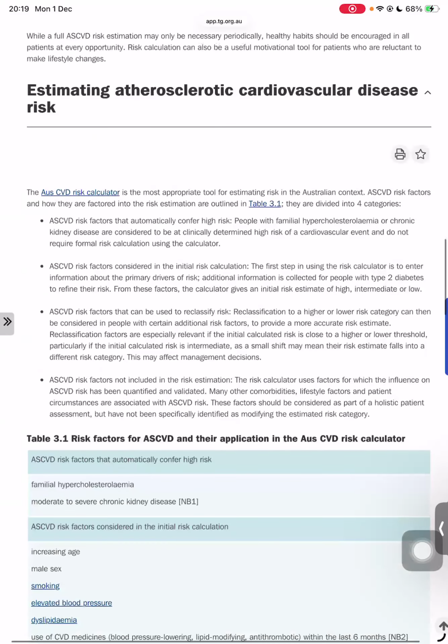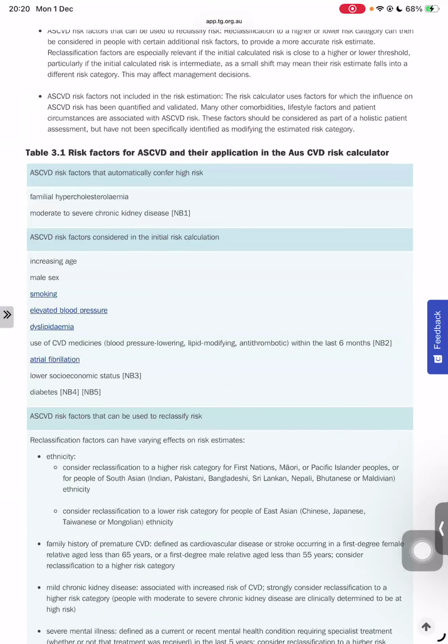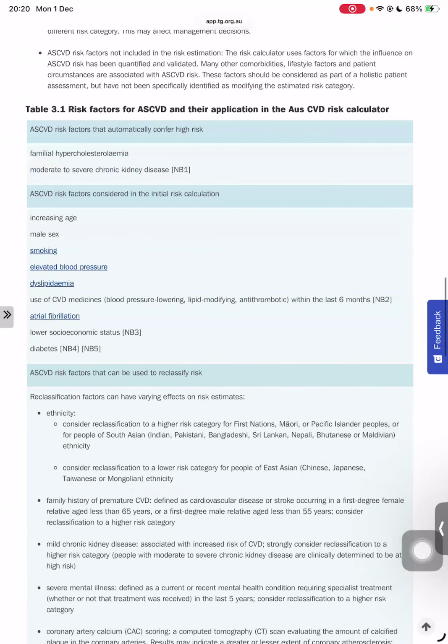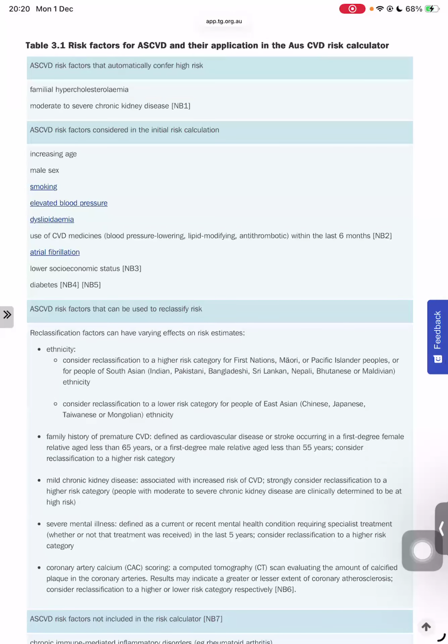Okay, next point. You have to remember one more point. What are the risk factors for atherosclerosis, cardiovascular disease, and their application in the Australian CVD risk calculator?